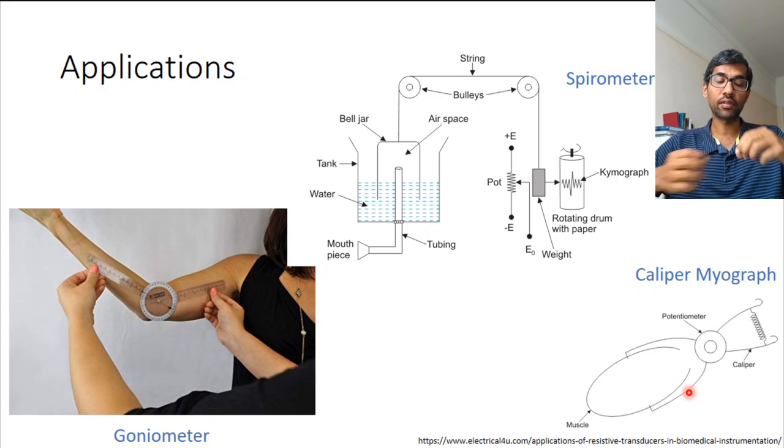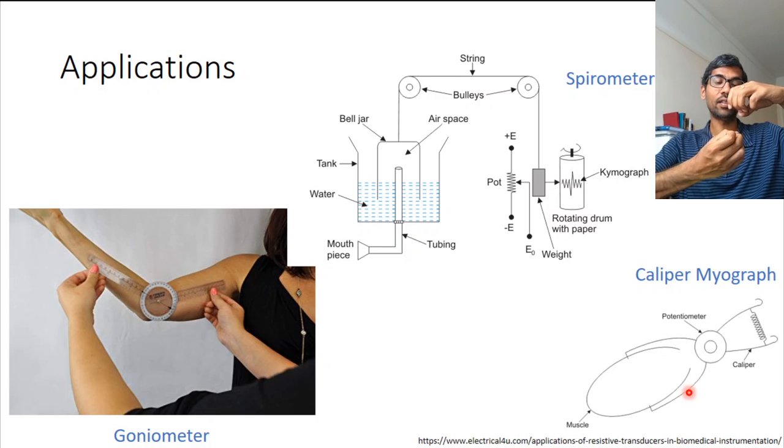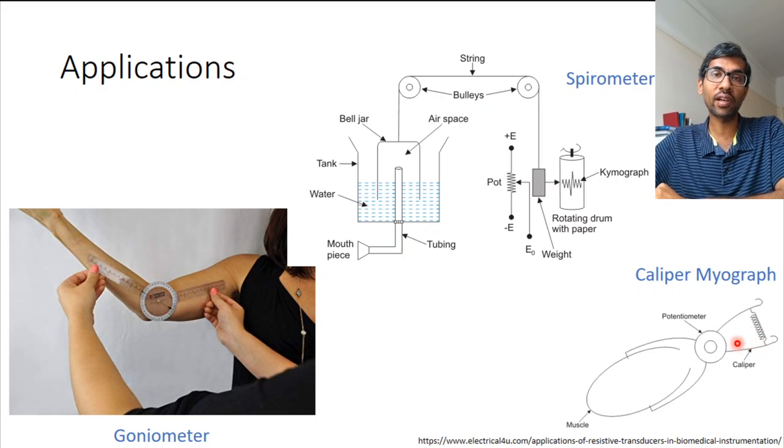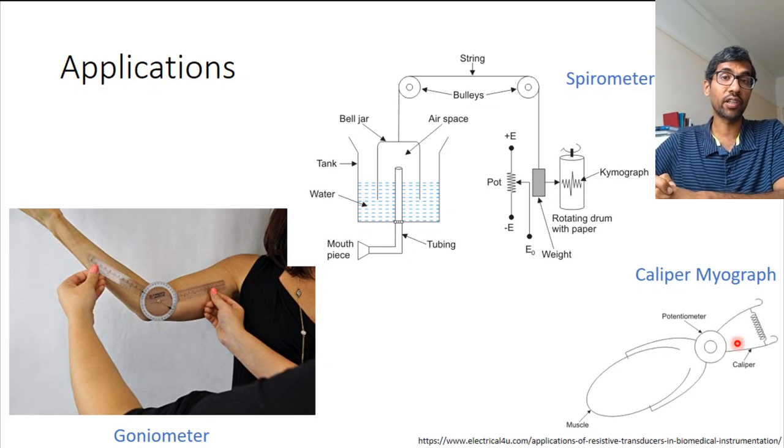And of course, once the calipers are pulled apart, you want them to come back, and that resistance is given by the spring that is connected here. This is called a caliper myograph. It's basically recording how the muscle is working and how much contractions are there in muscles. So these are a few examples of areas where you can use potentiometers.